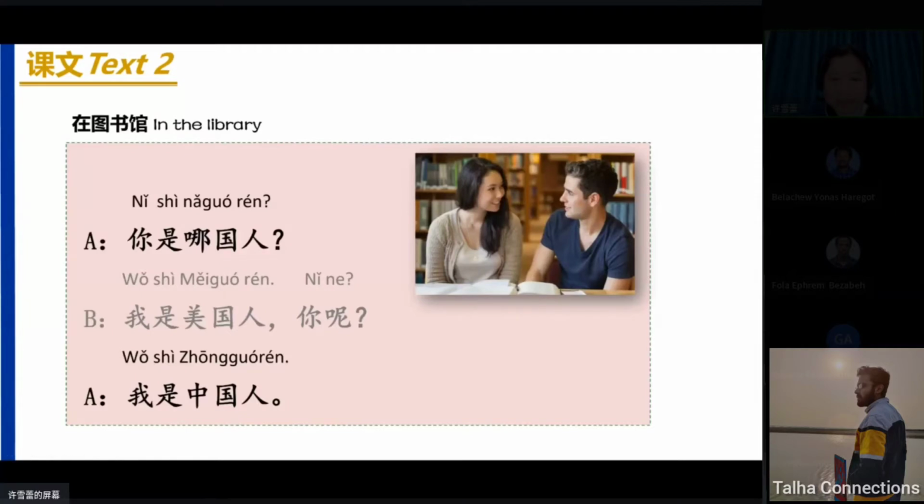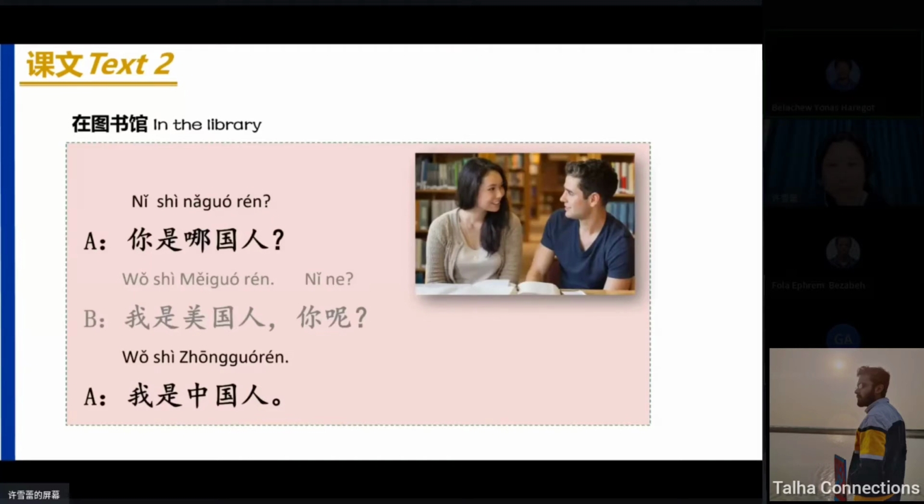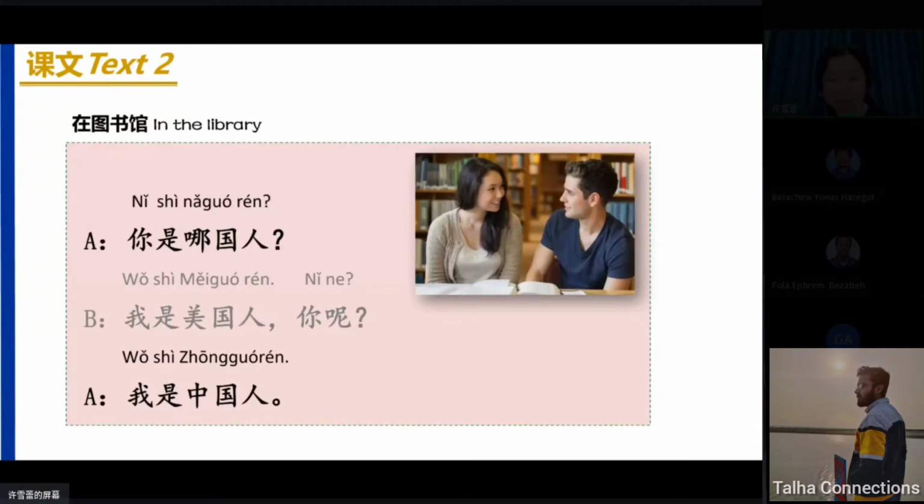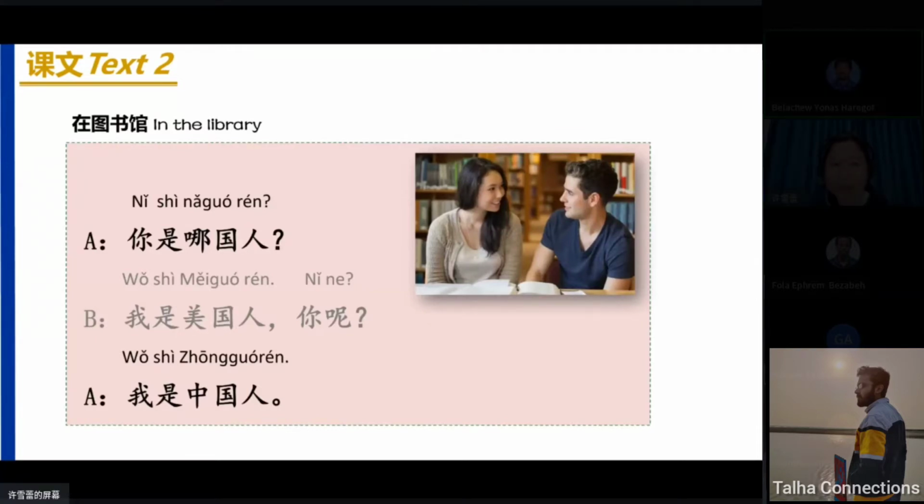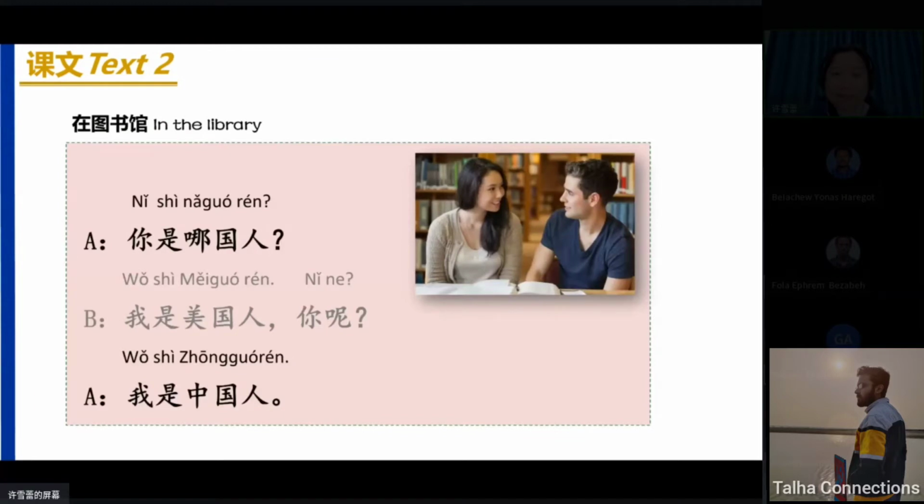Chinese sentences do not have exactly the same word order as English sentences. So in some cases, we cannot translate sentences word by word. Keep that in mind.